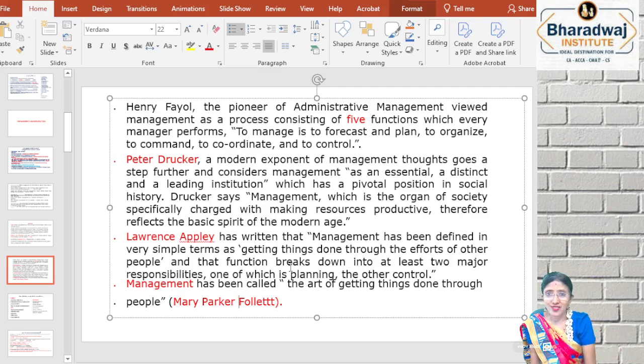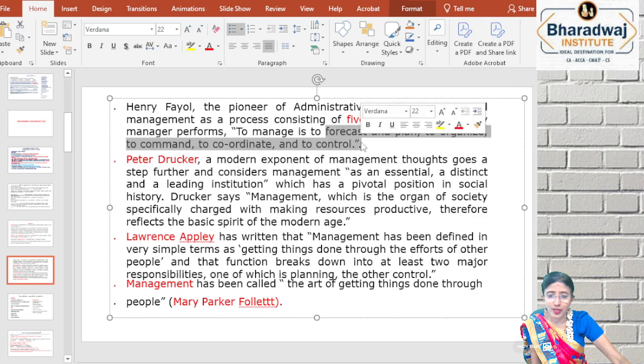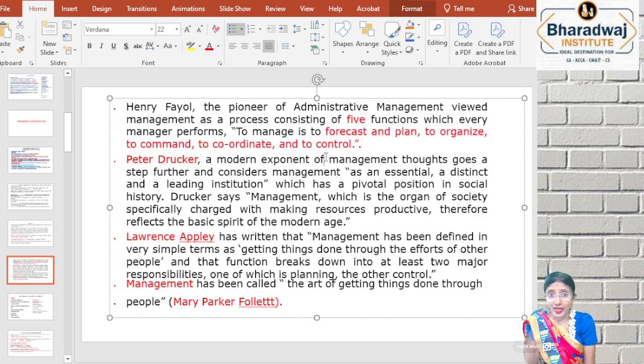Henry Fayol, the pioneer of administrative management, viewed management as a process consisting of 5 functions: to forecast and plan, to organize, to command, to coordinate, to control. You see that? That's why we call it 5 functions. Because forecast and plan go hand in hand in its definition, it doesn't come separately. In fact, sometimes they leave off forecast and start with planning only. It's not wrong, because forecast and plan go hand in hand. Then to organize, command, coordinate and control.